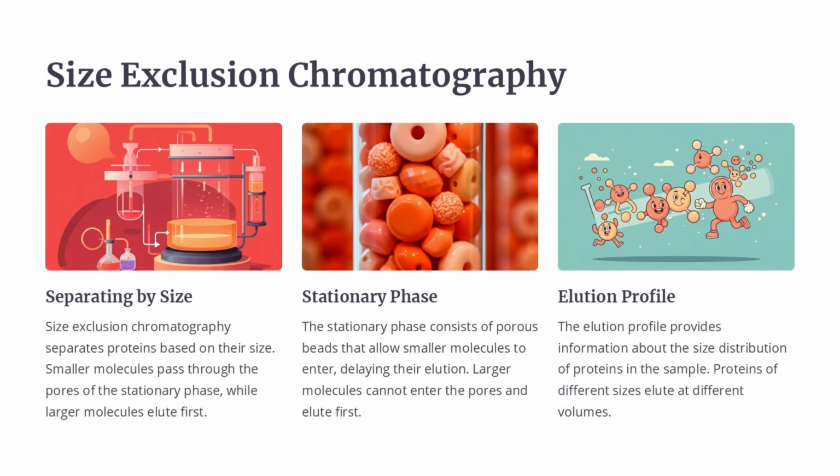Size exclusion chromatography is a technique that separates proteins based on their size. Smaller molecules can pass through the porous beads of the stationary phase, while larger molecules cannot enter the pores and elute first. The elution profile shows the size distribution of proteins in the sample. Different sized proteins will elute at different volumes. This technique provides information about the molecular weights and size range of the proteins present.